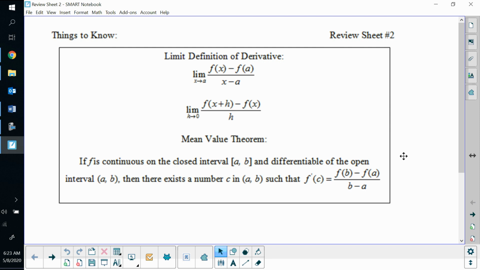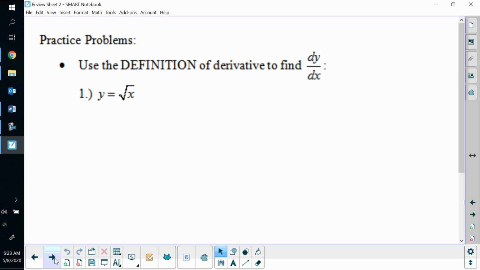All right, so we are on review sheet 2. We're going to go through a few of the ones for today, day 4. You're doing 1 through 9. We're going to do 5, 8, and 9 together. On the front, you've got your two definition of the derivative setups. You can use either way. And then you got your mean value theorem as well.